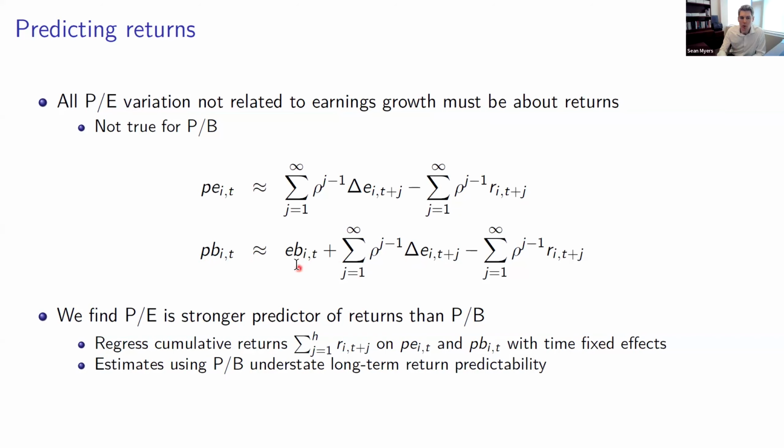Now, because price book ratios have this extra component in them, what we find is that the price earnings ratio tends to be a stronger predictor of returns than the price book ratios.